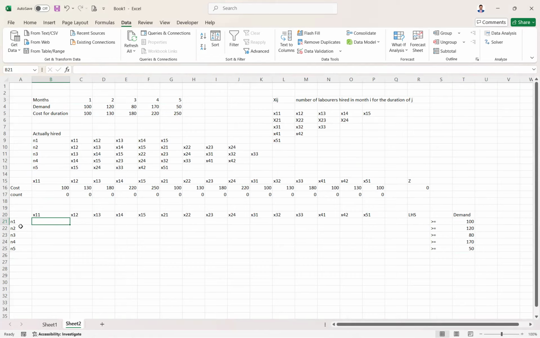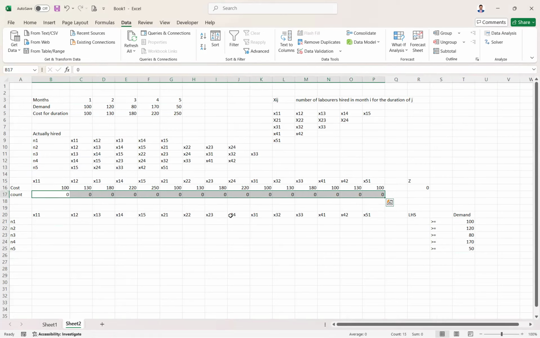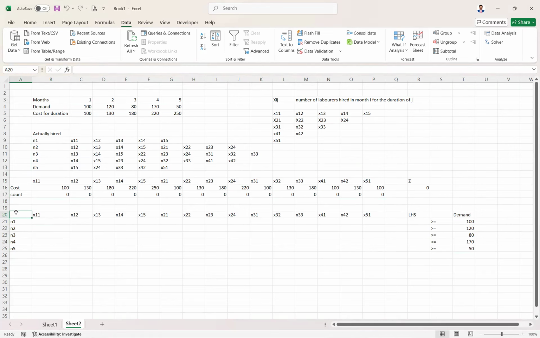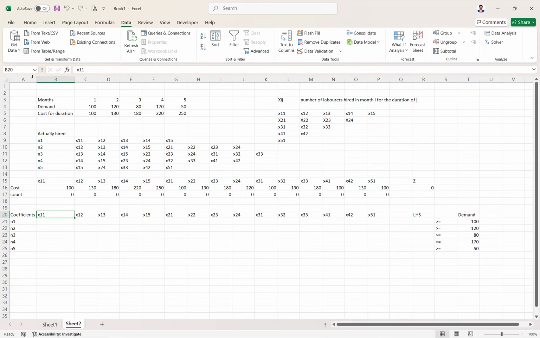This is nothing but the equation: N1 is equal to x11 plus x12 plus x13 plus x14 plus x15. But the values of x12, x13, x14 come here. Solver will give those values here. So this is nothing but the coefficient. This is how we initially solved the LPP problem before the matrix form. If you want to remind yourself, just look at the first videos, you'll understand. Here we are just writing the coefficients.